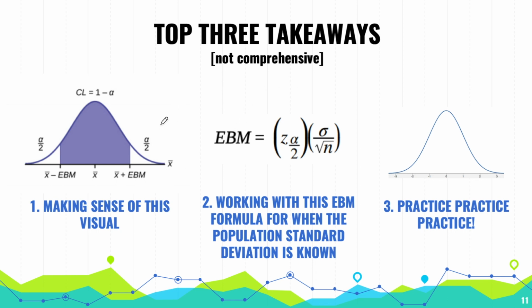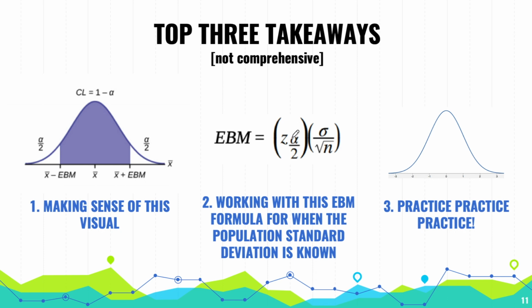1, I want you to keep making sense of this visual. Your confidence level is this shaded area symmetrical about the mean here in the center of the normal distribution. And then we have alpha divided by 2 here in this left tail and in this right tail. And this is how we set up our confidence interval every single time. This is our formula. Of course, you can always use course materials on exams, but it's good to memorize this formula. If you have the population standard deviation, if you know that information, here's how you calculate.